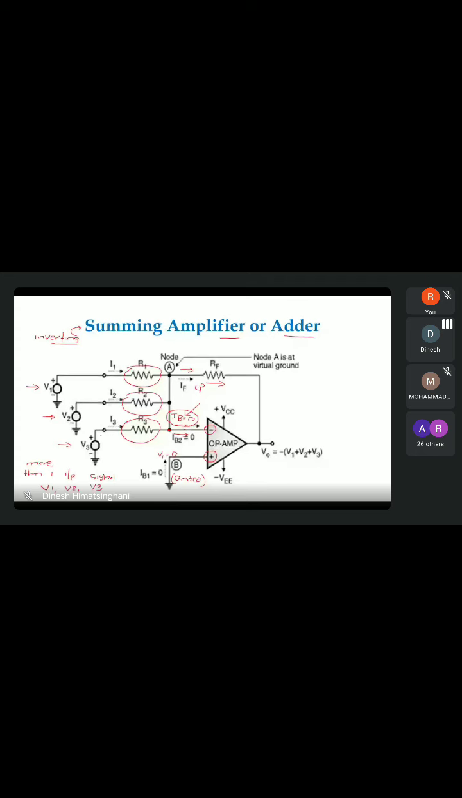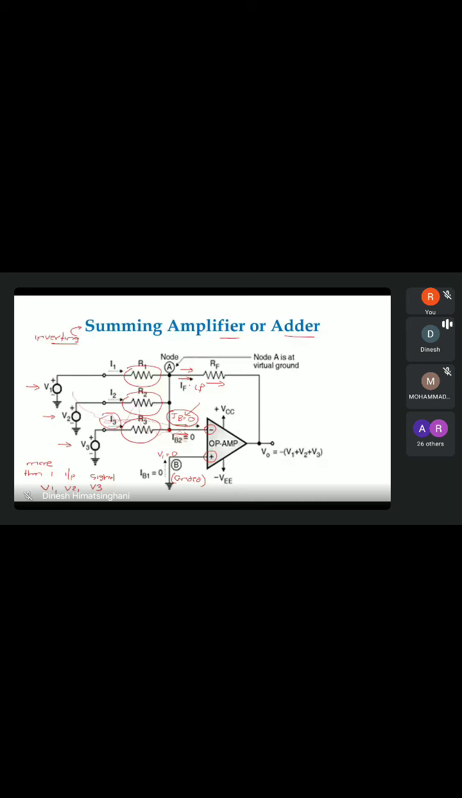R1 is a resistor with I1 as the current flowing through it. R2 is another resistor with I2 as the current flowing through it. R3 is a resistor with I3 as the current flowing through it. Now at this junction you have IB. IB is 0, and this is the current that is your IF.